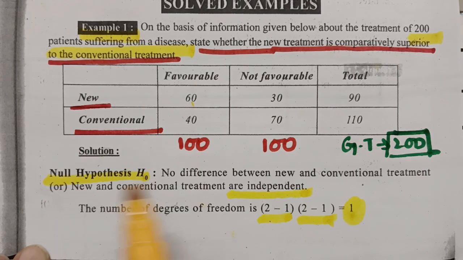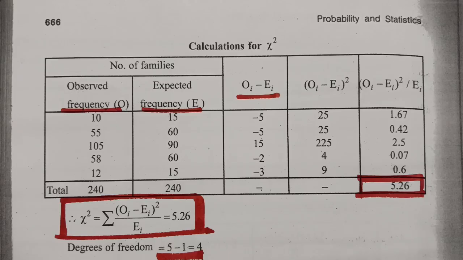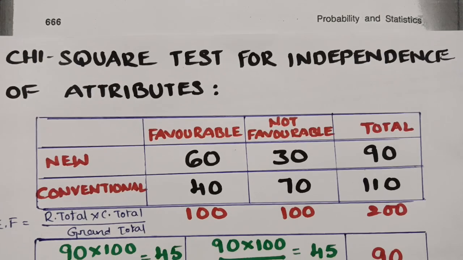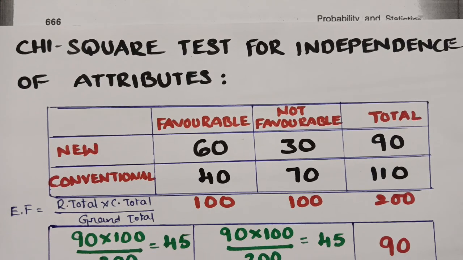After that we take the alternate hypothesis: there is a difference between the new and the conventional treatment. And this is the table we got. And see here, the favorable chi-square test of independence of attribute.